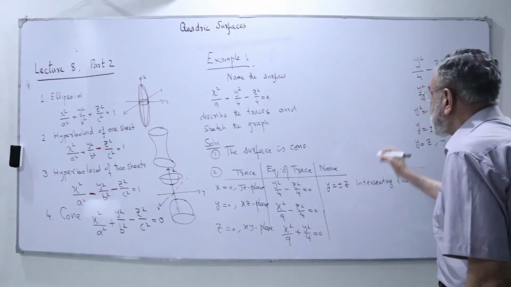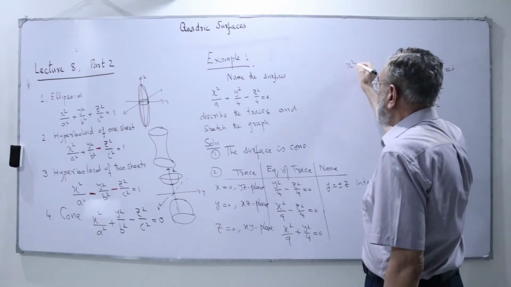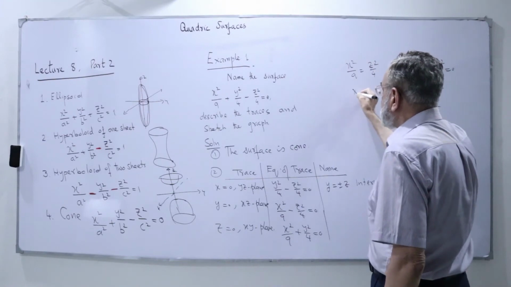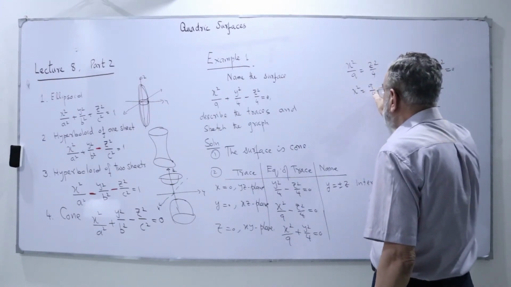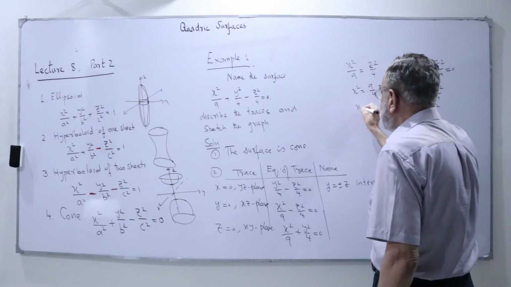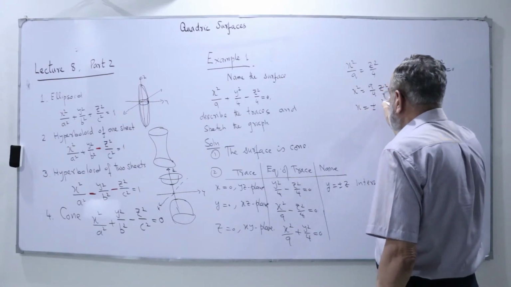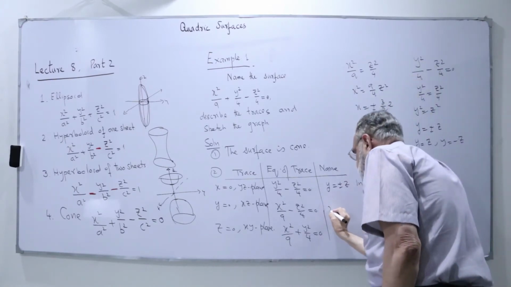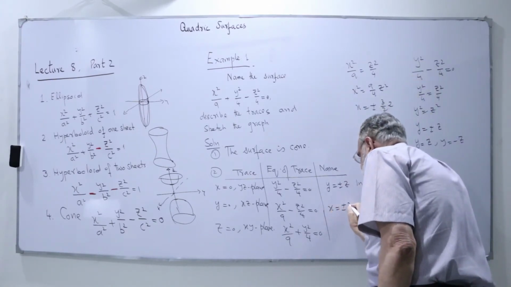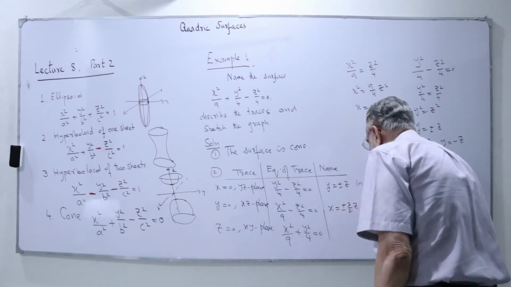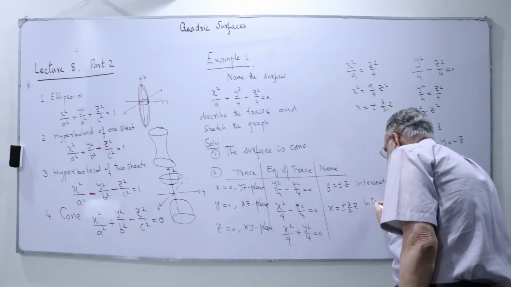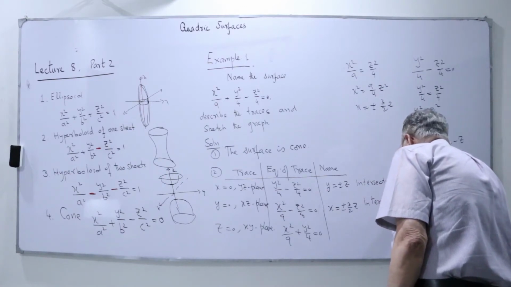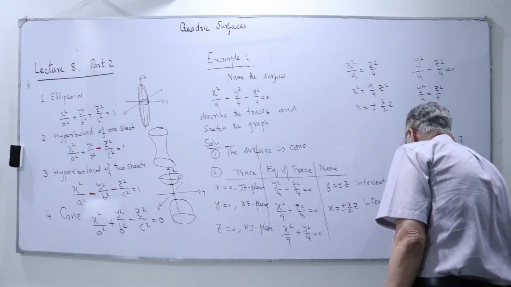So similar to this one, if I take here x square by 9 is equal to z square by 4, then x square is equal to 9 by 4 z square. Take the root, x is equal to plus minus 3 over 2 z. So we say x is equal to plus minus 3 over 2 z. Again, they are intersecting lines. We get here intersecting lines also in the xz plane.